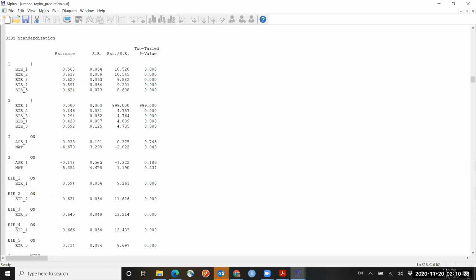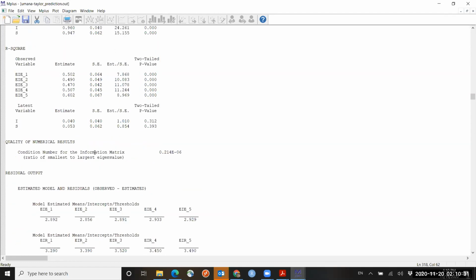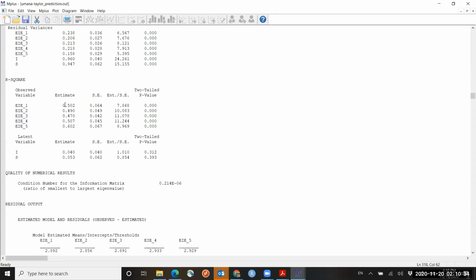Okay, and then we can scroll down here past all the standardized solutions and look at the R-squared, and they are fairly high. But the R-squared for intercept and slope is how much variance the two time invariant covariates explain of the intercept and slope, and those are low because for the intercept there was just one significant coefficient, and for the slope there was no significant coefficient. So that's how you run a linear growth model with time varying and time invariant predictors.